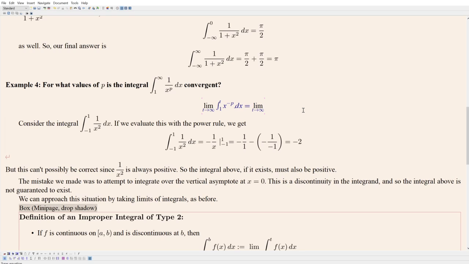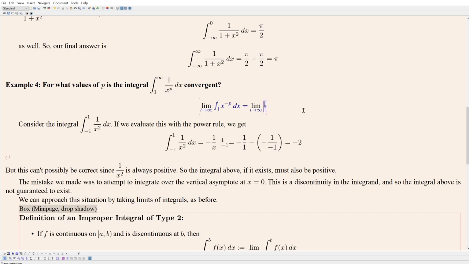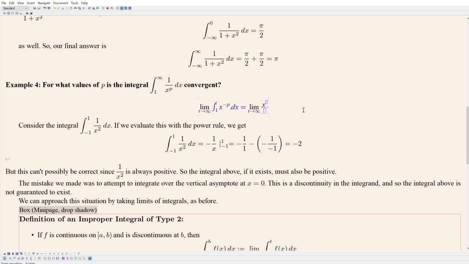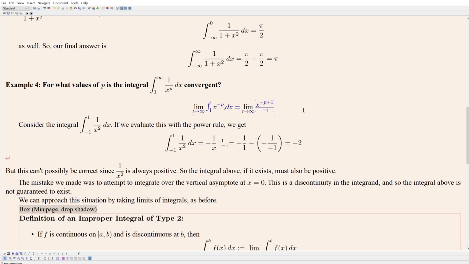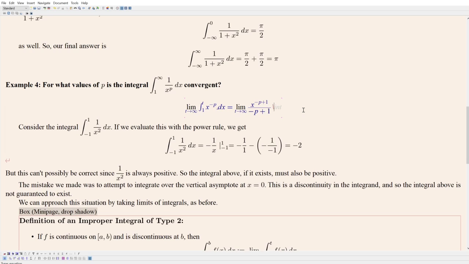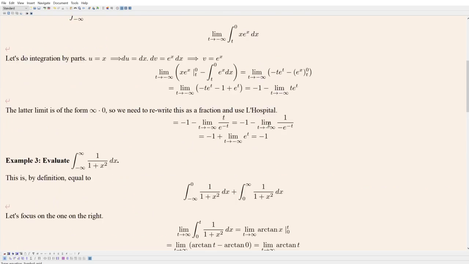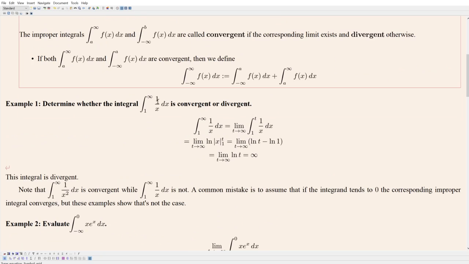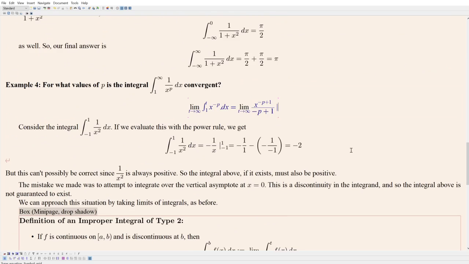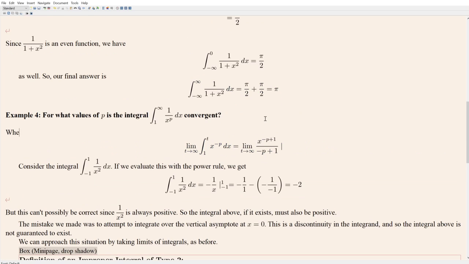Okay, so within reason, we can use the power rule here. So this becomes x to the minus p plus 1 over minus p plus 1. And this is going to work as long as this denominator is not 0. So this is going to work as long as p is not equal to positive 1. Right? Because as we've already seen, when p is equal to positive 1, we get this, and we already know that that diverges. So actually, let me mention that first.